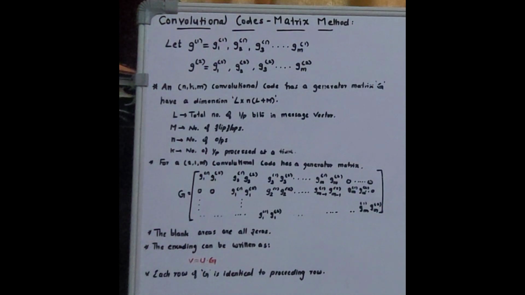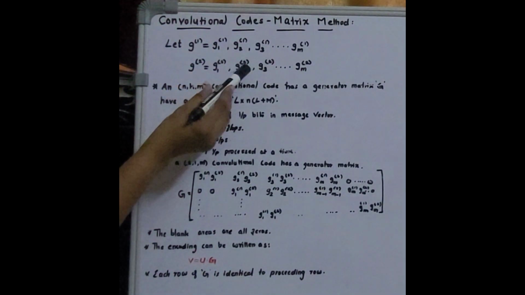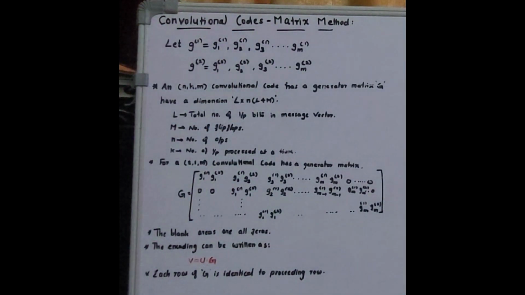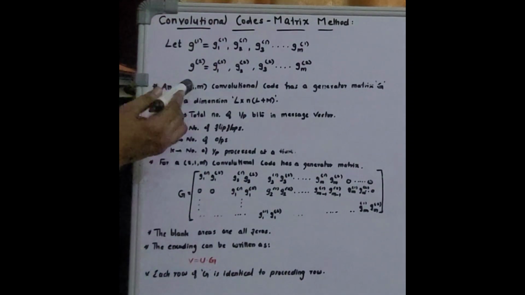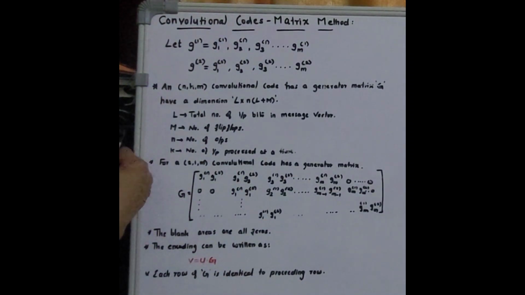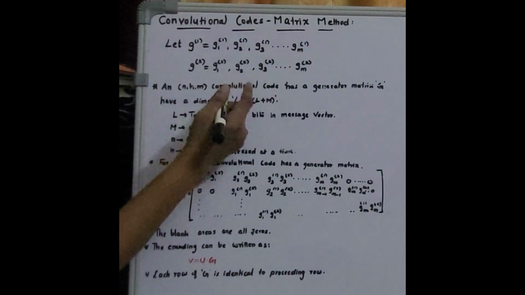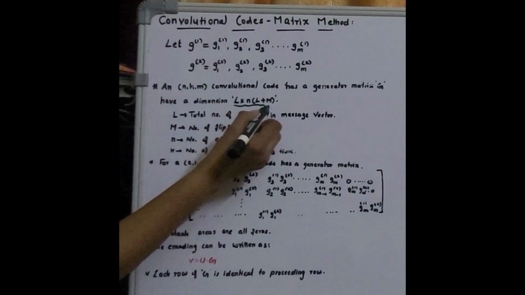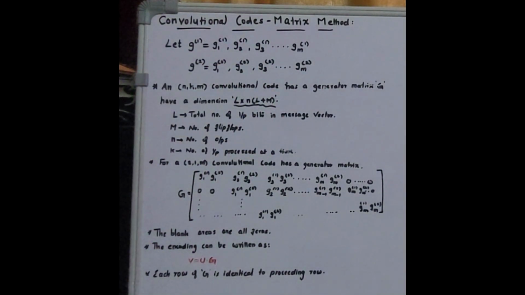Let G1 equal G11, G21, G31, etc. to GM1, that is the connections to output 1. Then G2 is equal to G12, G22, G32, etc. to GM2. Consider an (N, K, M) convolutional code that has a generator matrix G. The generator matrix has dimension L by N into (L plus M), that is L number of rows, and N into (L plus M) number of columns.